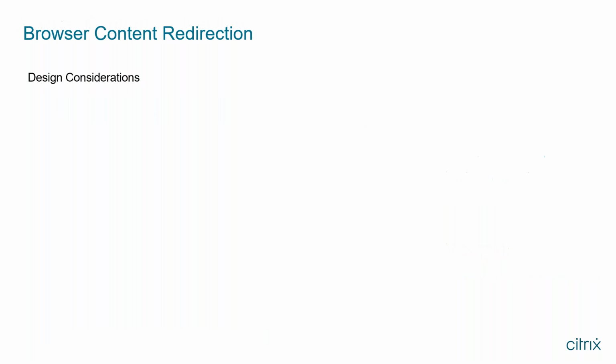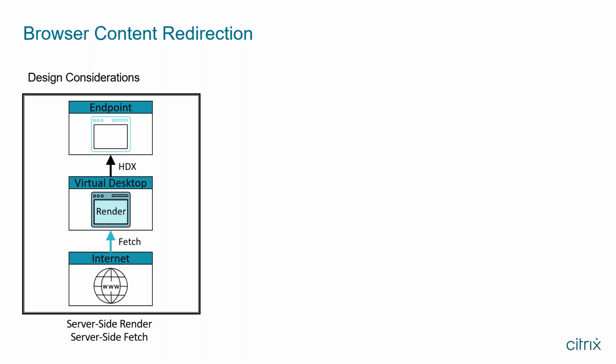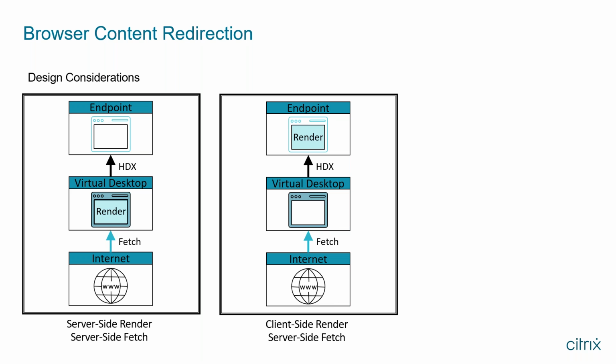If you plan to implement it, there are a few things you need to consider. So first thing is, how would you like to handle it? The classical one is server-side render, server-side fetch, so no browser content redirection at all. So the virtual desktop catches the website from the internet, renders it, and sends it to the endpoint with the HTTP protocol. The first step for browser content redirection, or the first option, is client-side render, server-side fetch.